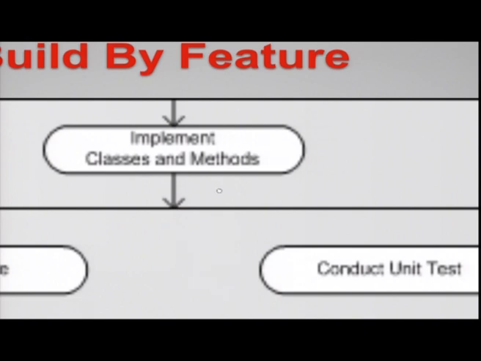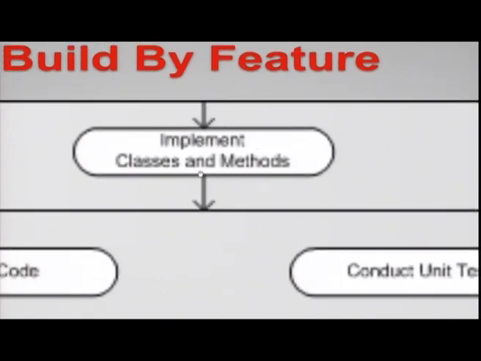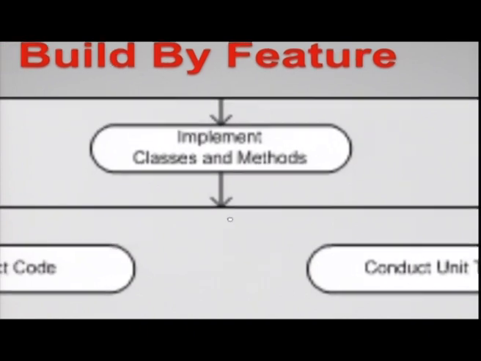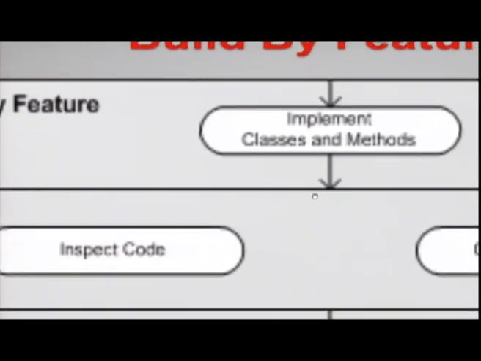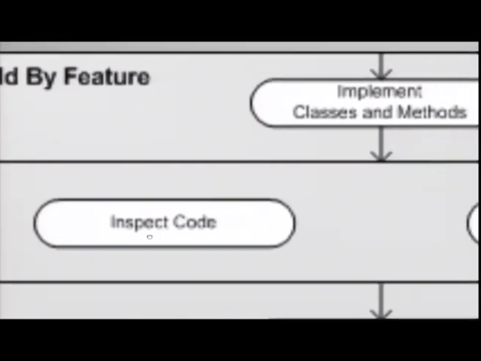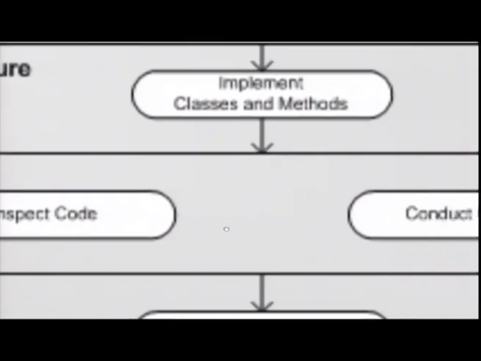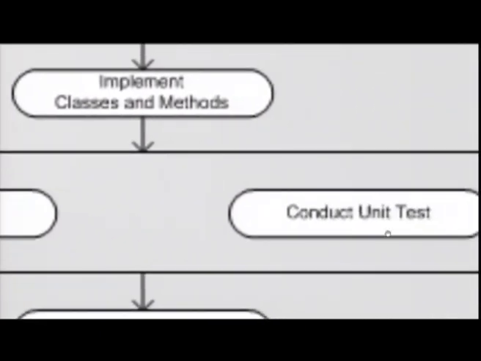So how do I build the feature? You implement classes and methods. When you implement the classes and methods, you are supposed to inspect the code. Code inspection has to take place. After the code inspection, you are supposed to conduct unit tests. A unit test is one that you conduct on small units, module by module. Each feature you divide into sub features, then you test module by module. That is called conducting a unit test.